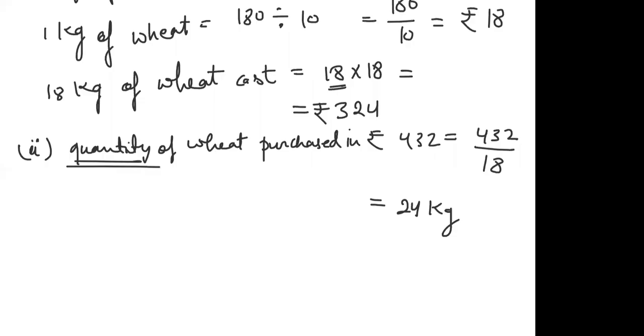So quantity of wheat purchased in rupees 432 is 24 kilograms. Is it clear? Now back to the next question.